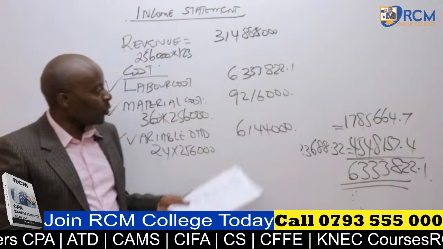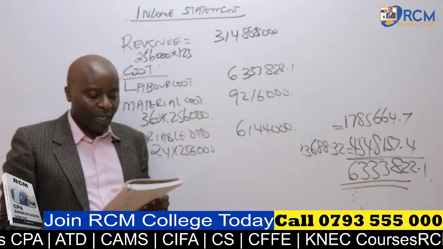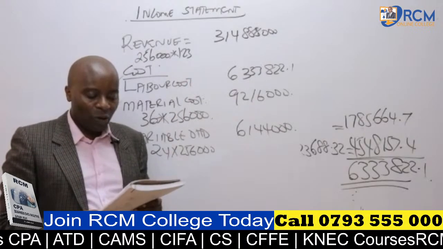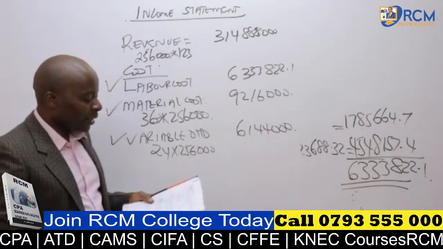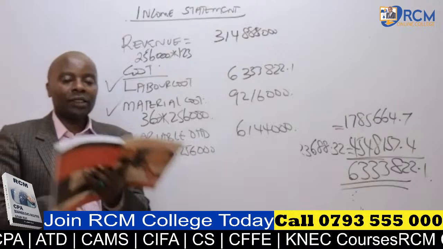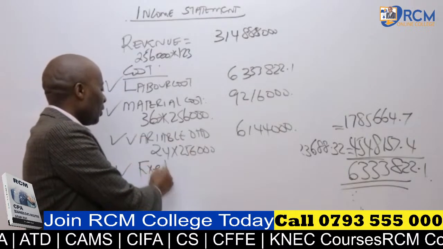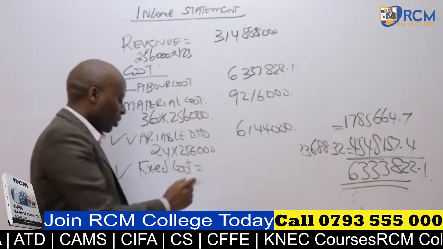If he asked for contributions, this is what we could have only subtracted. Here, the examiner, ladies and gentlemen, has asked for profit. So profit dictates that you must come here and deduct the fixed cost. So we have here fixed cost. So fixed cost, what do we have here?